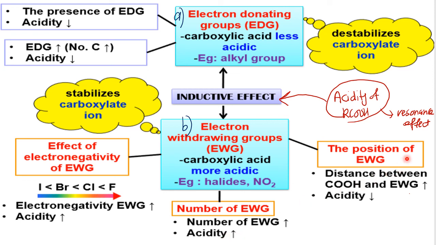Dan yang terakhir, the position of the electron withdrawing group. Kita tengok compare kepada distance. Distance antara electron withdrawing group dan carboxylic group. The nearer the distance of electron withdrawing group with the carboxylic acid, lagi dekat, okay, jadi acidity akan jadi lagi tinggi. And vice versa. Kalau kedudukan dia lagi jauh, tarikan elektron, okay, by the electron withdrawing group, daya tarikan dia akan kurang. So, the OH bond, the electron density on the OH bond is higher. So, bila lagi tinggi, lagi kuatlah tarikan dia. Okay, so yang itu adalah conclusion of everything that we have discussed so far.